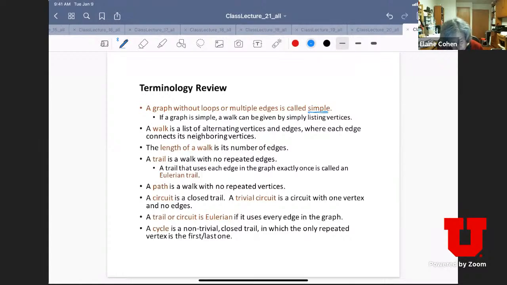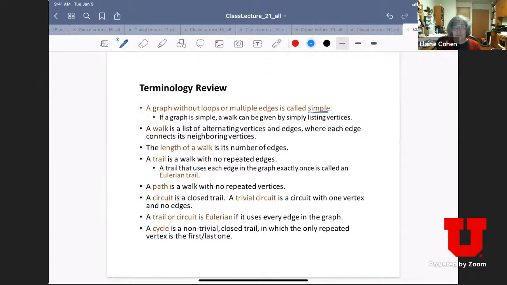Okay. A trail has no repeated edges. A path is a walk with no repeated vertices. Okay. A circuit is a closed trail. So a circuit can have repeated vertices. Okay. A trivial circuit is a circuit with one vertex and no edges. Okay. A cycle is a non-trivial closed trail where the only repeated vertex is the first and last one. So if we leave off the last vertex, we have a path, since there are no repeated vertices. And finally, an Eulerian trail or an Eulerian circuit is one that goes through every edge.